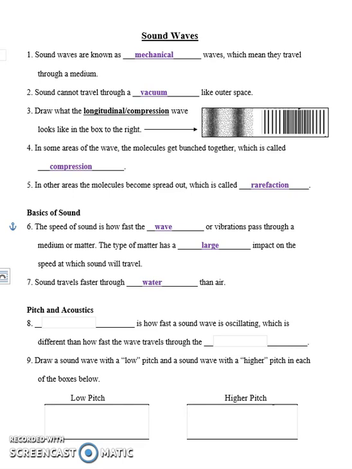Looking at pitch and acoustics, frequency is how fast a sound wave is oscillating, which is different from how fast the sound wave travels through the medium. A sound wave with a low pitch and a sound wave with a higher pitch, in each of the boxes below, is going to be represented by the two pictures.